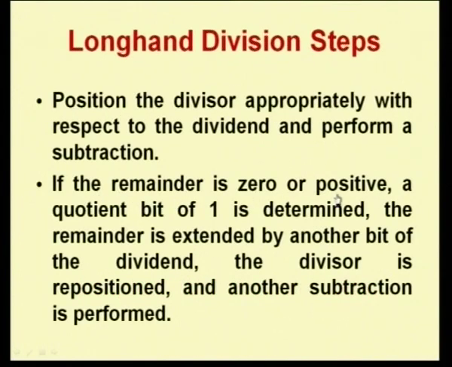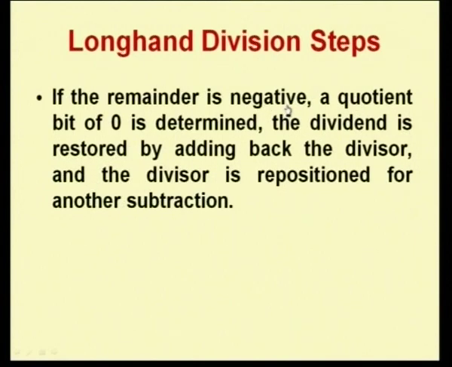So, if the remainder is 0 or positive, then I know that the quotient bit will be 1. The remainder is extended by another bit of the dividend, you are bringing in one bit from above, and then the divisor is repositioned and another subtraction is performed, this is what we do. If the remainder is negative, a quotient bit of 0 is determined, the dividend is restored by adding back the divisor and the divisor is repositioned for another subtraction.